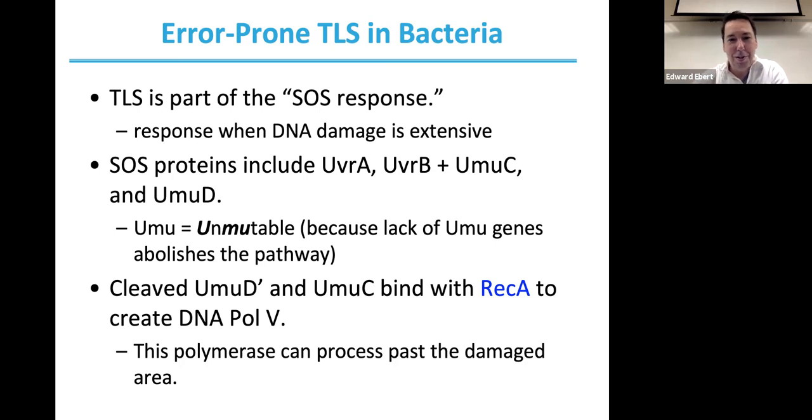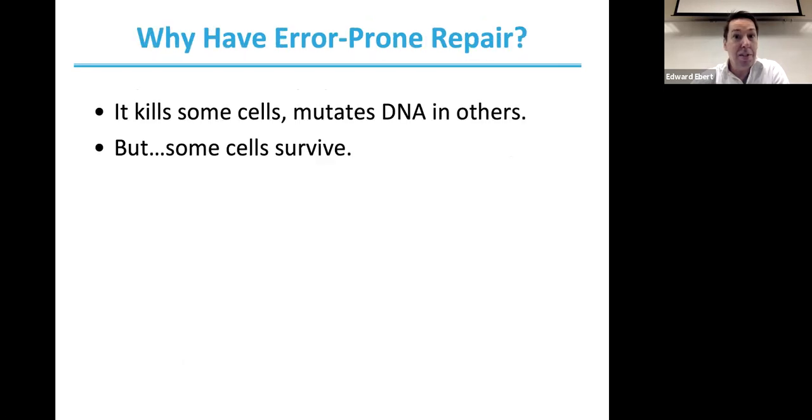That's one of the almost meme-ish emojis now. But anyway, they'll interact with REC-A to give us this DNA polymerase 5, and this polymerase 5 can process past the damage area, and you just make kind of your best guess as to what should go in there. So why do we have this error-prone repair?